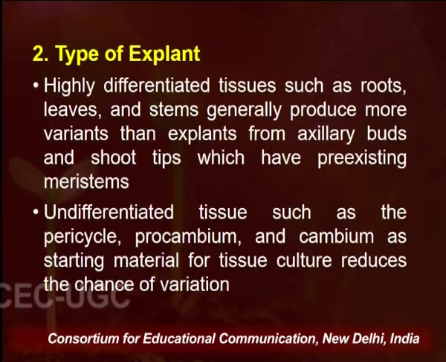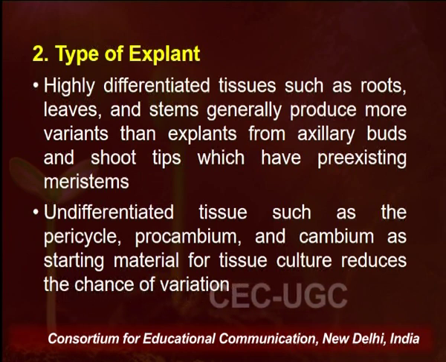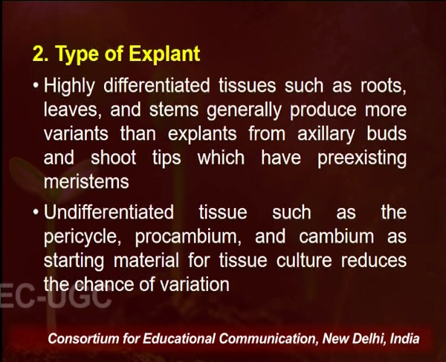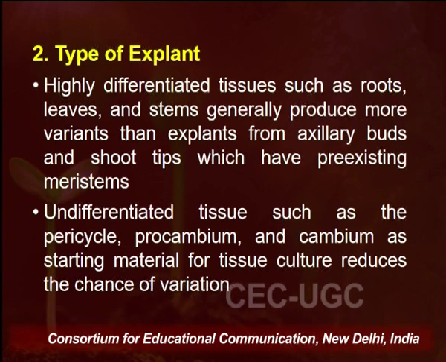But if you are using highly differentiated tissues as explant material, then the chances of somaclonal variations are high. Using undifferentiated tissue such as pericycle, procambium or cambium as starting material for tissue culture reduces the chances of variation. So this we have already discussed. The third factor was the mode of regeneration.